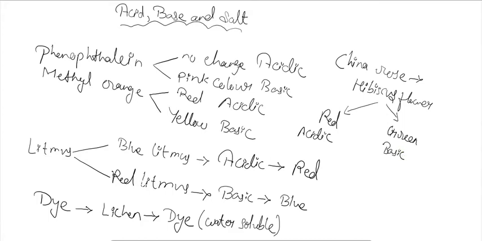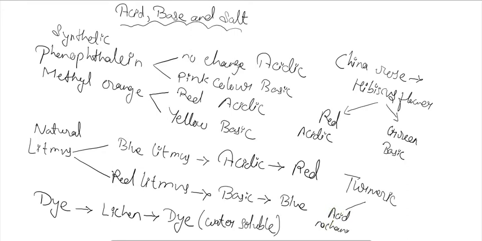So all these were some of the indicators. Phenolphthalein and methyl orange are synthetic indicators, while litmus and China rose are natural indicators obtained from natural substances. Red cabbage is also there. Turmeric, which we use at home for food and as an antiseptic, is also an indicator. When we put acid in it, no change in color occurs, it remains yellow, but when we put a base in it, red color is obtained.